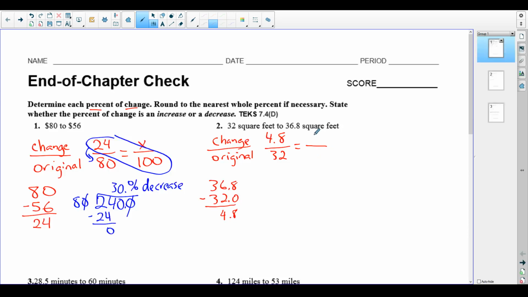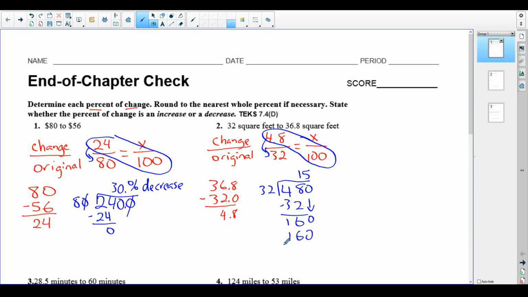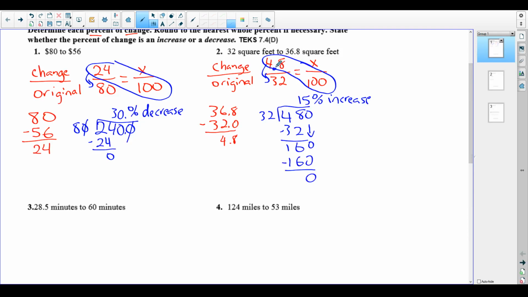That's equal to, and percent of change is always x over 100 on the right side. So again, we cross multiply. 4.8 times 100, just move this over 2 places. That gives us 480 divided by 32. So 32 goes into 48 one time. 48 minus 32 is 16. And then 32 goes into 160 exactly 5 times. So this is 15%, and this time it's going from 32 to 36, so that is an increase. Numbers getting bigger. It's 4.8, not 48, that's why it's 480. Decimal place in the original number.